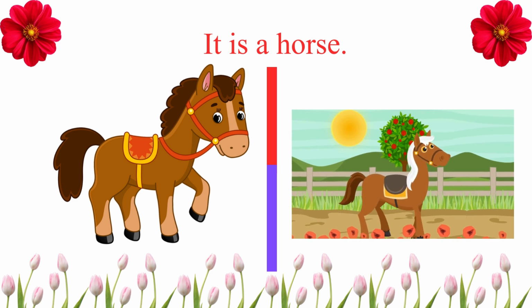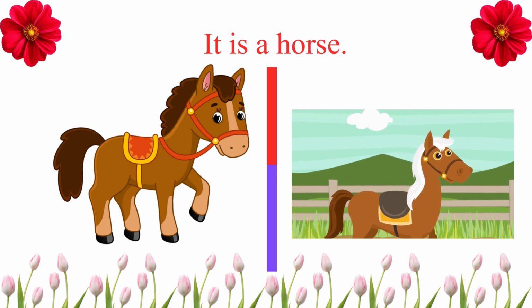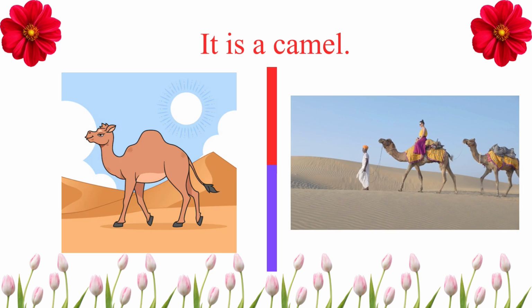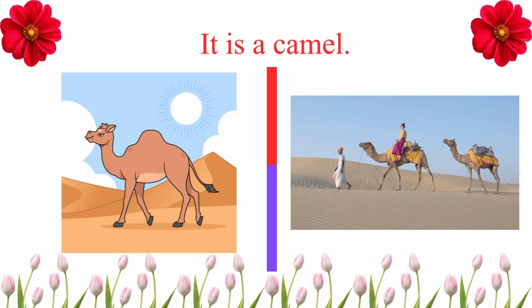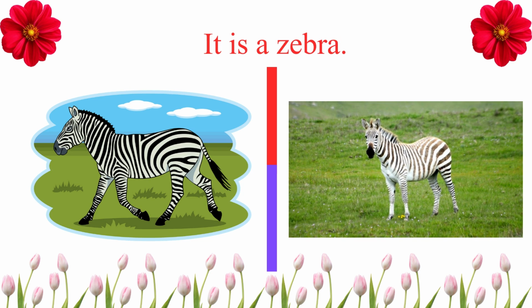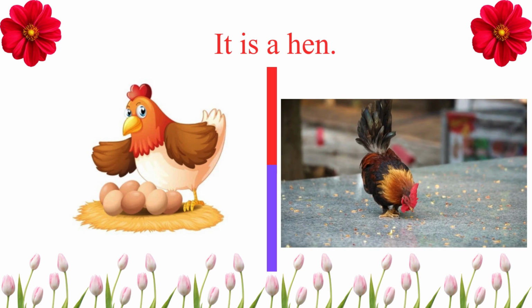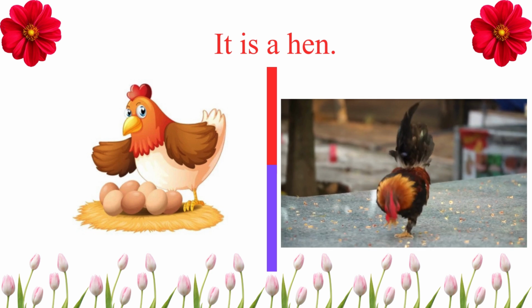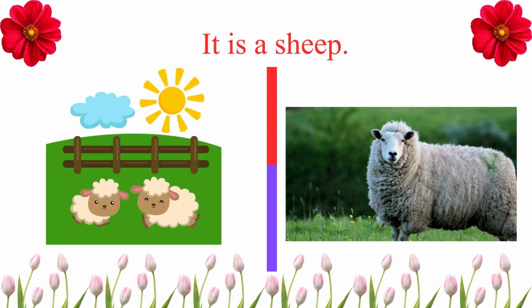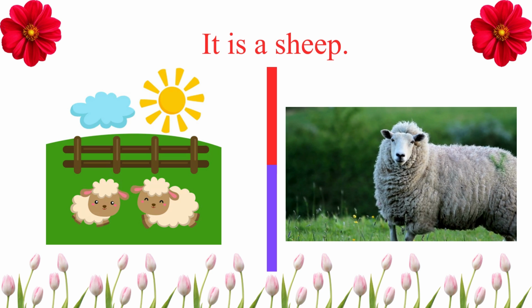It is a horse. It is a camel. It is a zebra. It is a hen. It is a sheep.